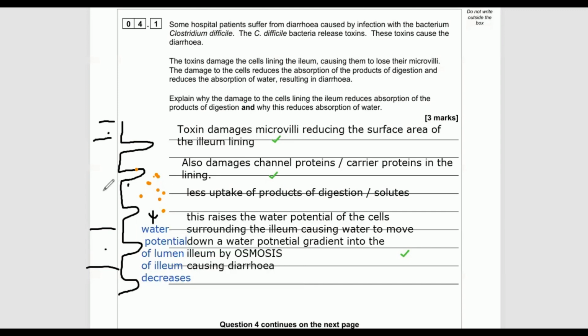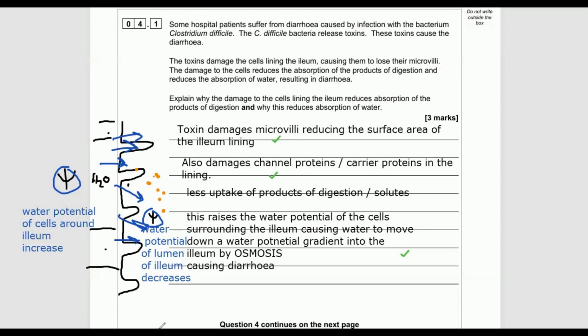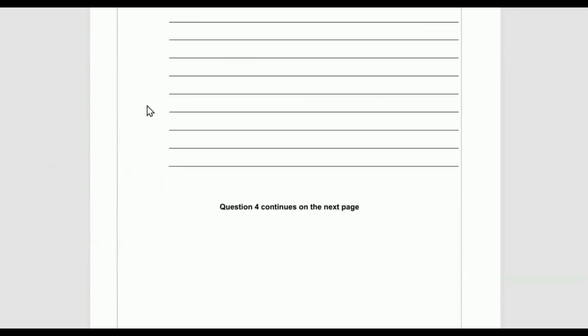And what happens then is the water potential is raised in the cells around the ileum, and therefore the water moves in the opposite direction. It moves down a water potential gradient from a high water potential in the cells around the ileum into the lumen of the ileum, which causes diarrhea. And so you get a nice easy 3 marks here for explaining that the water potential in the cells around the ileum is raised and the water potential of the lumen is lowered. Osmosis, water moves into the lumen, causing diarrhea. There we go. Yuck, yuck, yuck.